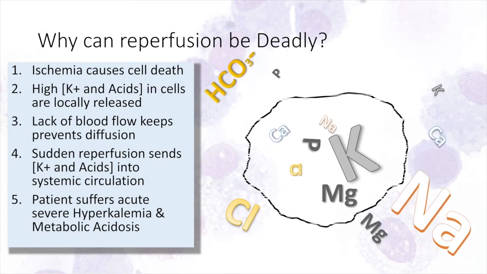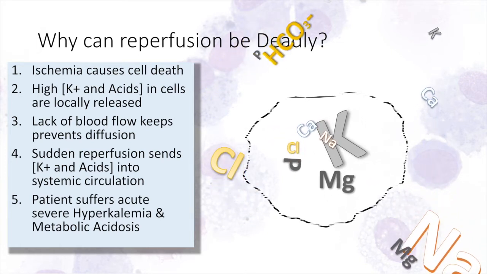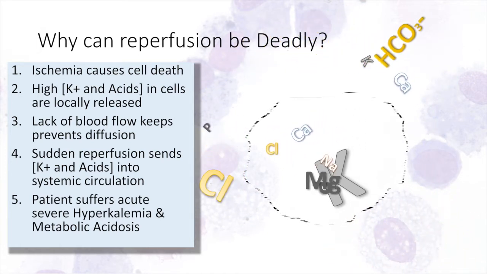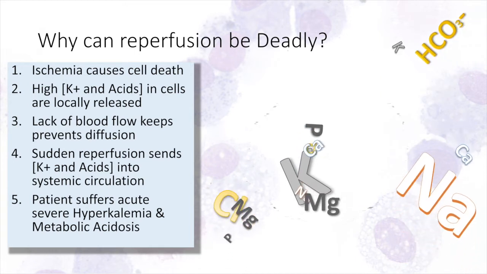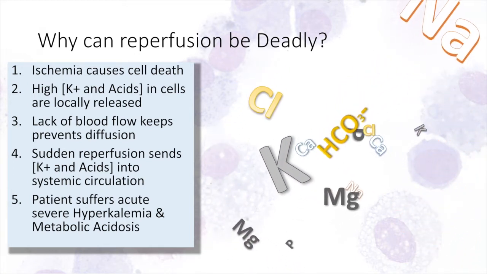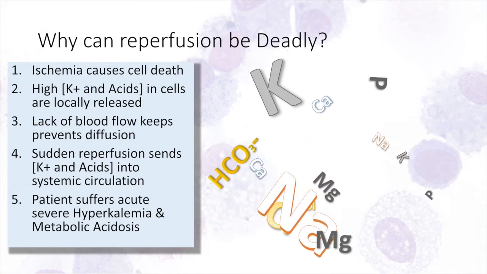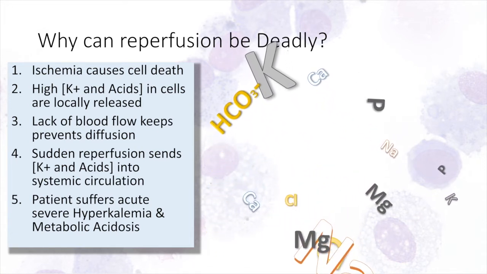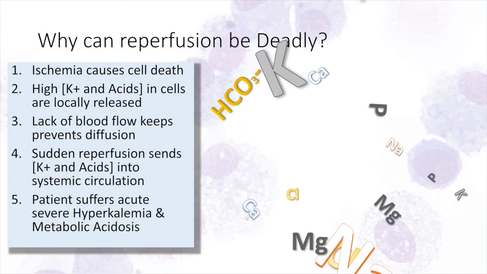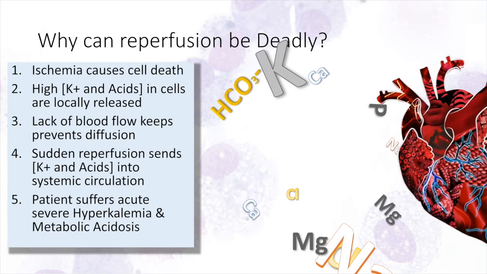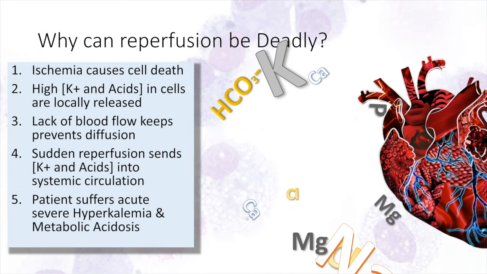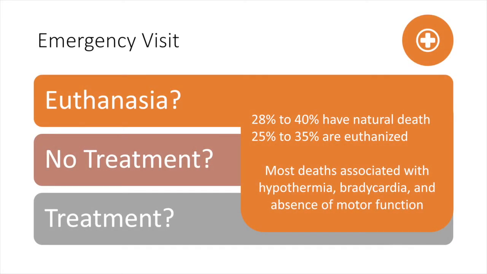This concept of reperfusion injury refers to a situation in which cells have died and the intracellular components are released into the extracellular space. The absence of regional blood flow allows for localized elevations in potassium and acids, and when the region becomes reperfused, they enter general circulation and the cat develops severe hyperkalemia and metabolic acidosis. There are always three categories of treatment options that must be considered during an emergency visit.